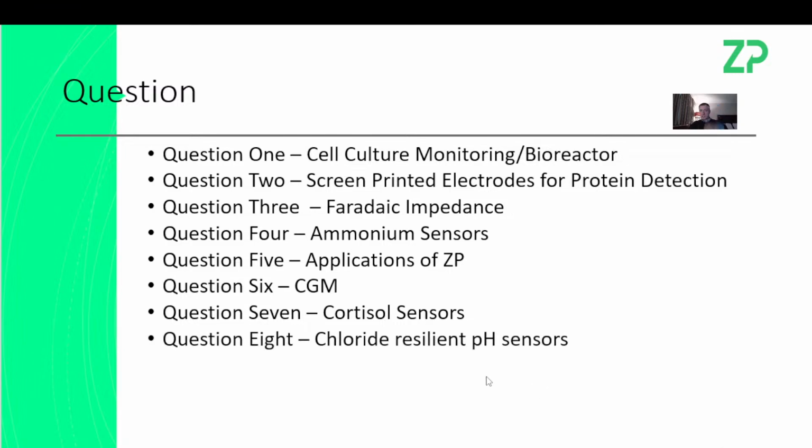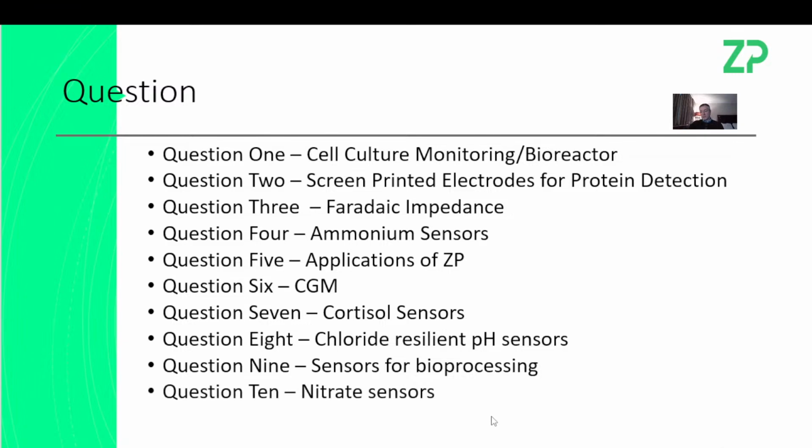The chloride resilient pH sensor, hopefully you'll find that link and you'll find that the sensor is still on the website. Sensors for bioprocessing is linked to question 1, except I would say when people send me IP, I had a look at the IP and it's probably worth doing a technology market fit to make sure that the application and the IP fit each other well enough. And then the nitrate sensor, I thought I'd show you that we've done quite a bit around nitrate sensing, and it's something we're interested in.